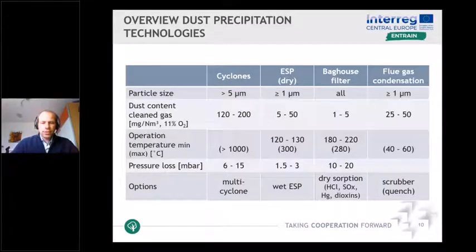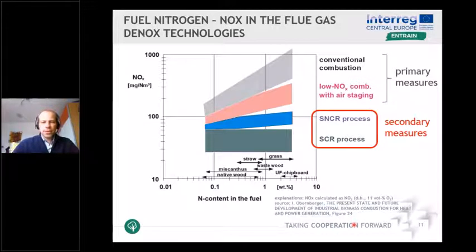So I would like to go to the second part of the presentation now regarding the reduction of nitrogen oxides in the flue gas.